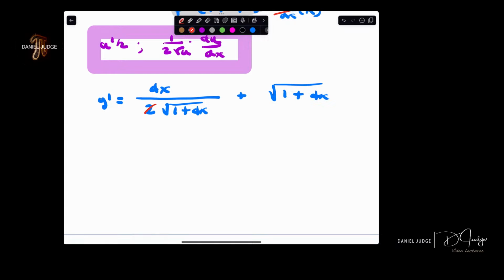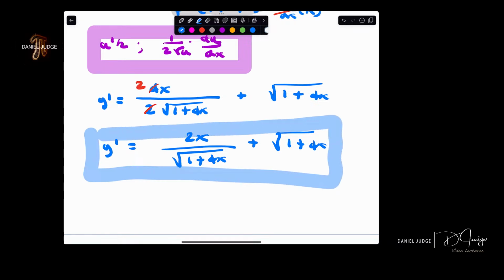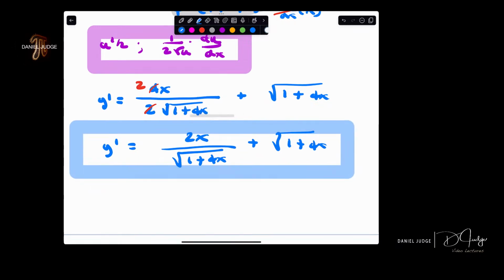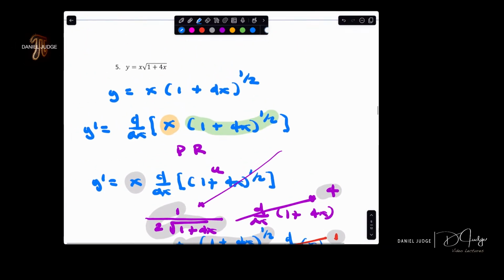Divide here. 2 goes into 4 twice, and your derivative becomes 2x over square root of 1 plus 4x plus the square root of 1 plus 4x. So, ladies and gentlemen, here you go. And there it is. All right, that's number 5.